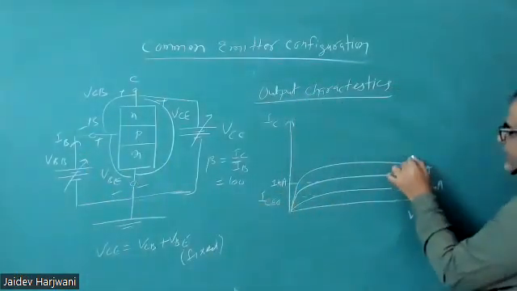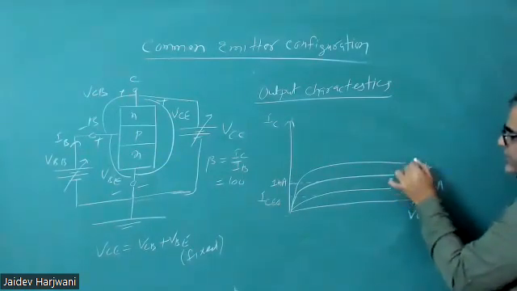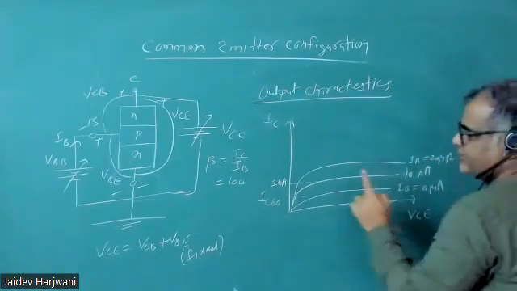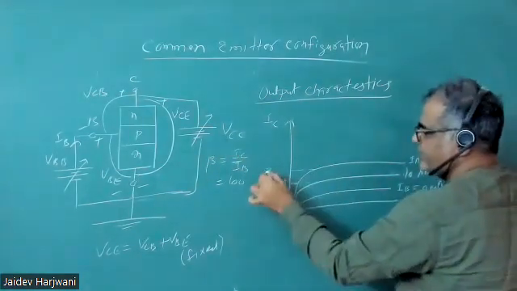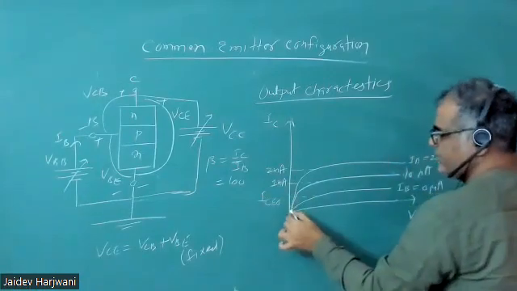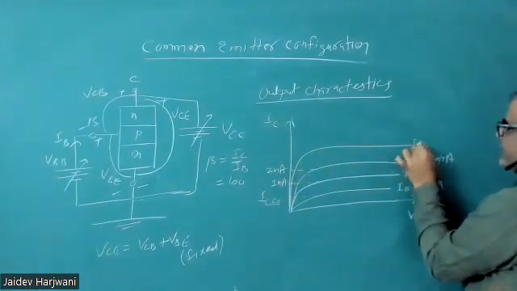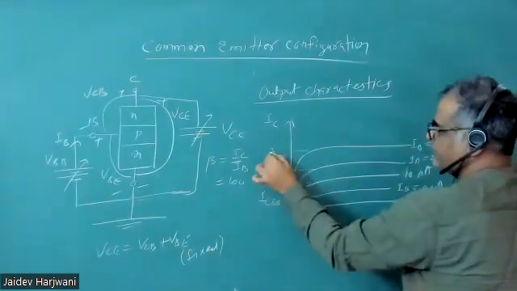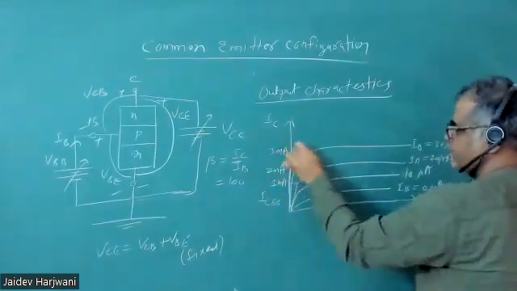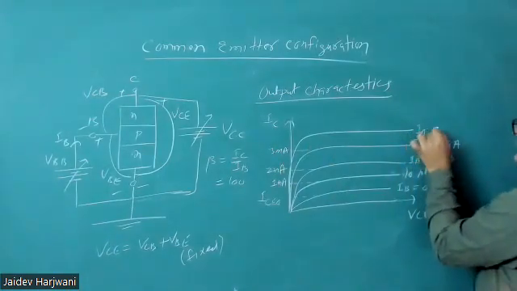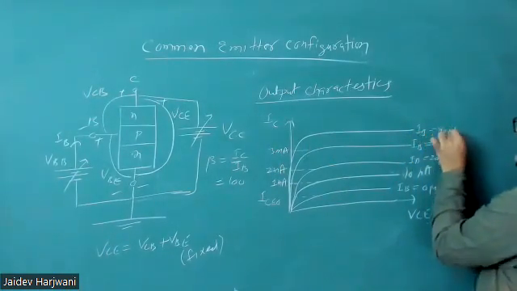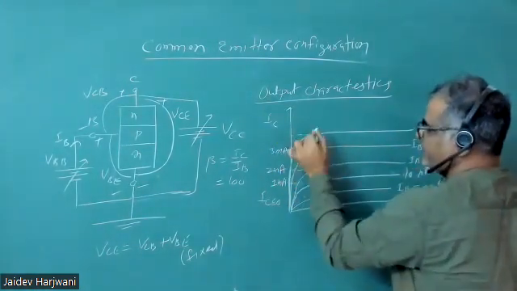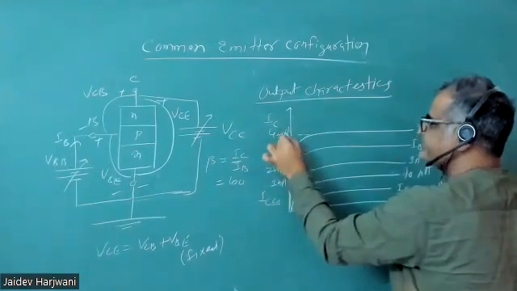Say IB is now 20 microampere. Beta is 100, so automatically in the circuit I'll get IC equal to 2 milliampere. Similarly, you keep on increasing: IB is 30 microampere and you get IC equal to 3 milliampere. IB is 40 microampere. IB values are very small, you have to see IB is always in microampere, and then you get 4 milliampere here.